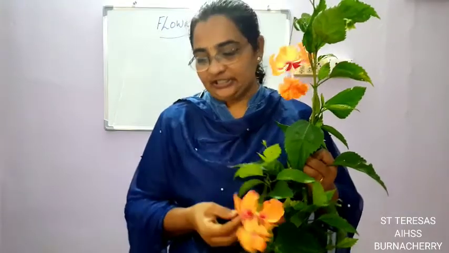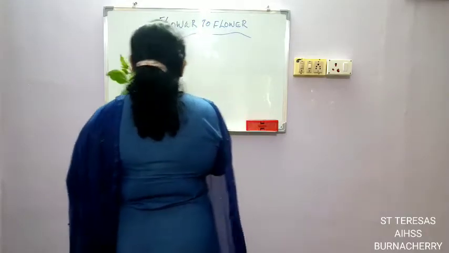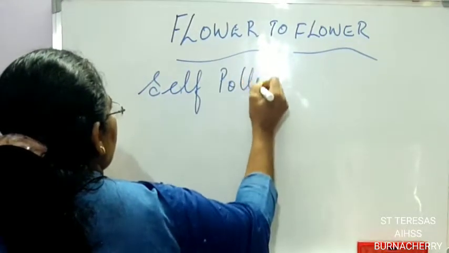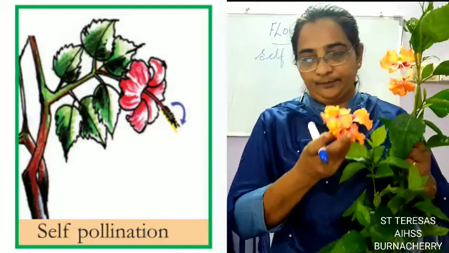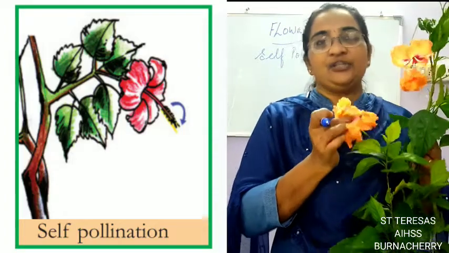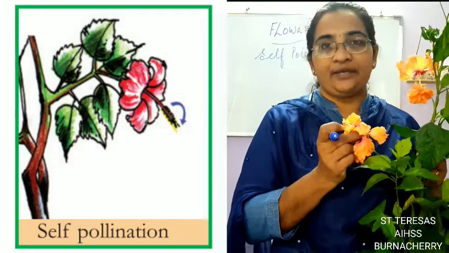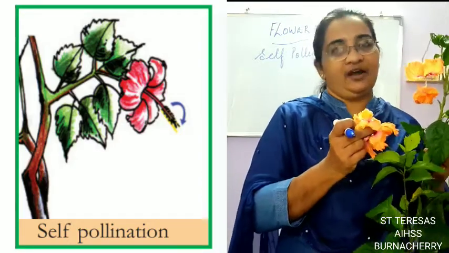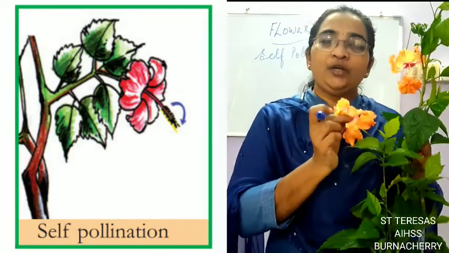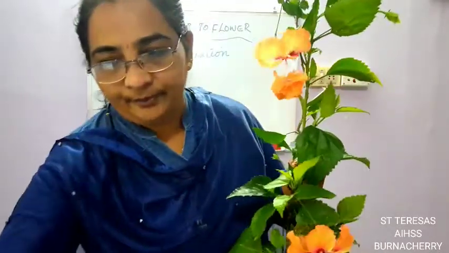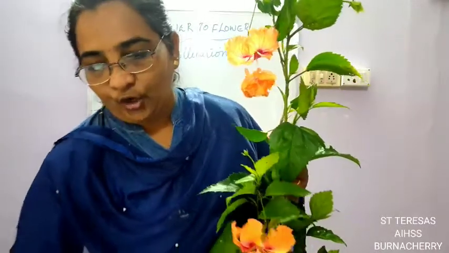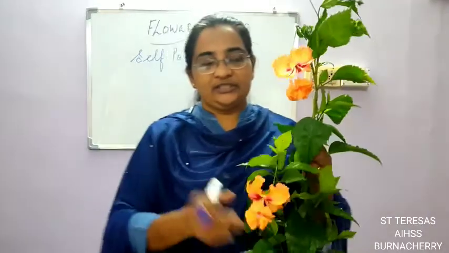Then that type of pollination is called self-pollination. So what is self-pollination? When pollination happens in the same flower. In which type of flower will this self-pollination happen? Yes, in a bisexual flower. This type of self-pollination will happen only in a bisexual flower. Is it clear? So when pollination happens in the same flower, that is called self-pollination, and that happens only in a bisexual flower. So this is self-pollination.